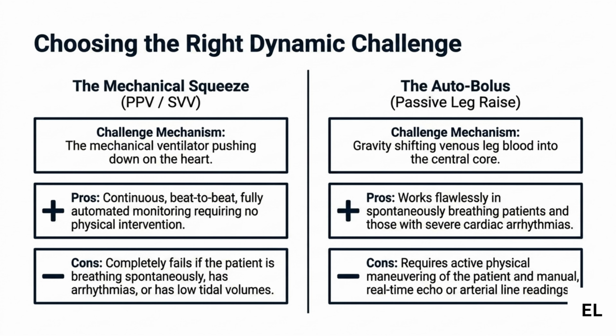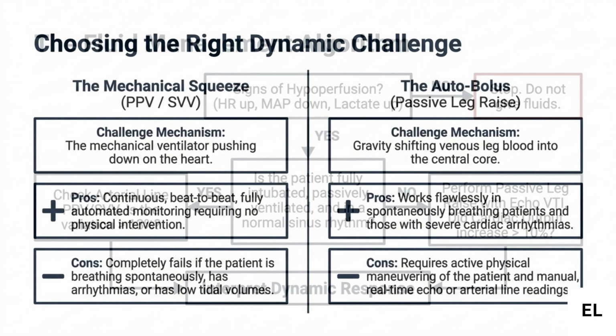Selecting the appropriate dynamic assessment depends on the patient's clinical condition. PPV and SVV utilize the mechanical squeeze generated by positive pressure ventilation and provide continuous automated beat-to-beat monitoring without requiring active intervention. Their major limitation is that they fail in patients who are breathing spontaneously, have significant arrhythmias, or receive low tidal volume ventilation. In contrast, the passive leg raise functions as an endogenous autobolus, using gravity to shift venous blood toward the central circulation. It performs well even in spontaneously breathing patients and those with severe cardiac arrhythmias. However, it requires active patient repositioning and real-time monitoring using echocardiography or arterial pressure measurements.